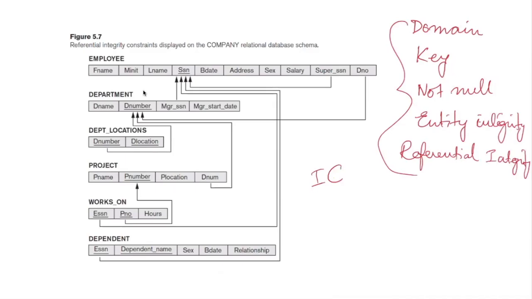And I have already explained that you can diagrammatically represent the foreign key and the primary key. You can connect them, like here DNO is connected to D number. So you have to draw an arrow to represent this referential integrity.